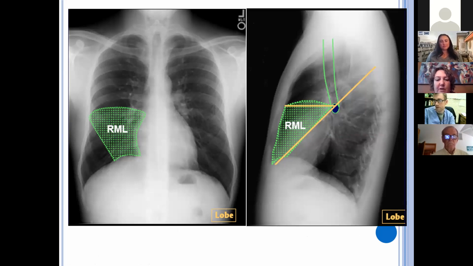This photo, or x-ray, demonstrates the right middle lobe, which is so nicely highlighted in green. And you can see that you've got a border, a fissure here, which corresponds to this fissure here, and then the oblique fissure here and here. And so this, along with the heart border, outlines your right middle lobe.